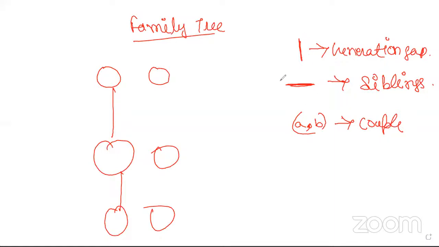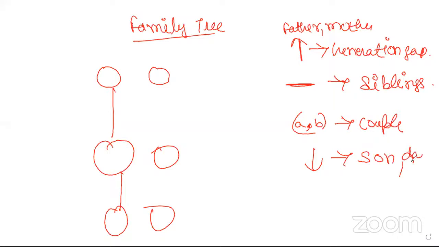So this means generation gap. This will mean father और mother. Up मतलब ऊपर जा रहे हैं, father और mother पास जा रहे हैं. ठीक है? डाउन मतलब सन और डॉटर के पास जा रहे हैं, सन और डॉटर. Understood this? And we are making 2 more. This circle is for lady, that is female, and square is for male, ताकि we know the gender also.